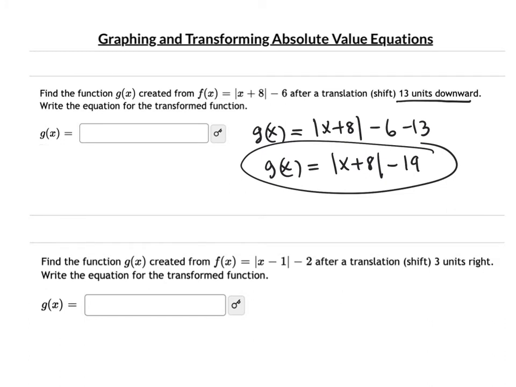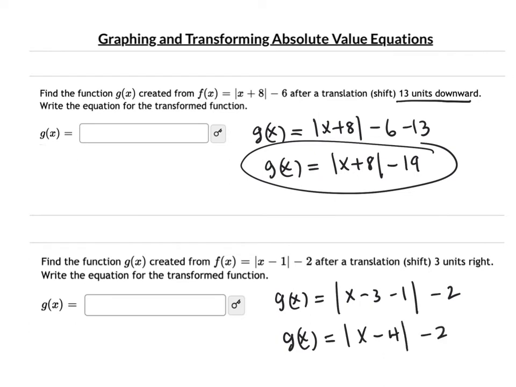Find the function created from f of x equals the absolute value of x minus 1 minus 2 after translation 3 right. Going to the right is horizontal. Horizontal is the inverse. So my new function is going to have x replaced 3 to the right. Seems like it should be plus, but it's the inverse. It's minus. So x will get replaced with x minus 3. Then I have a minus 1. And then that minus 2 afterward. So g of x will equal the absolute value of x minus 4 and then a minus 2.